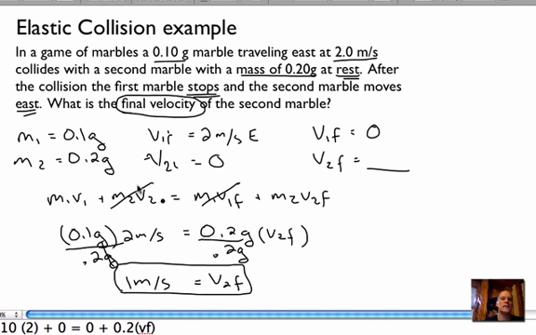Which, going back, makes sense. If we double the mass, when we have these two momentums must equal each other, this velocity has to be half of that one, since this is twice the mass.